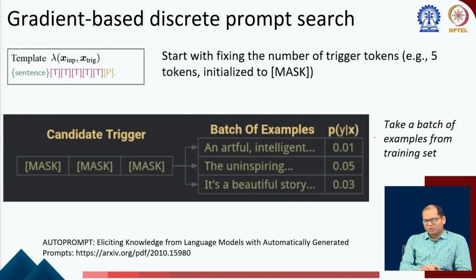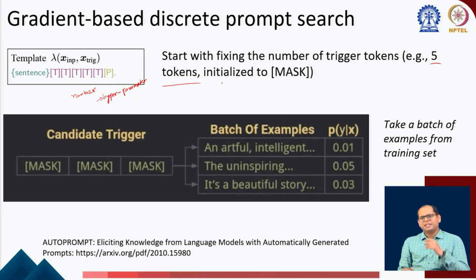So the number of trigger tokens is a hyperparameter. You can say, I will have some search, maybe between 3 and 6, and choose some number. Here they are starting with 5 trigger tokens. I need to initialize them with something, so they initialize them all with mask tokens. So I'll have the input sentence, mask, mask, mask, mask, mask, and then one more token which is also a mask, from where you will actually compute the probabilities.